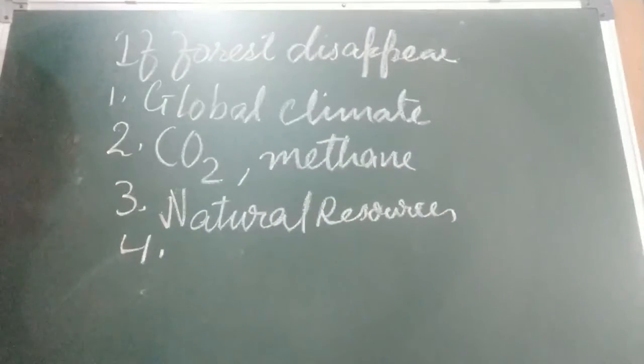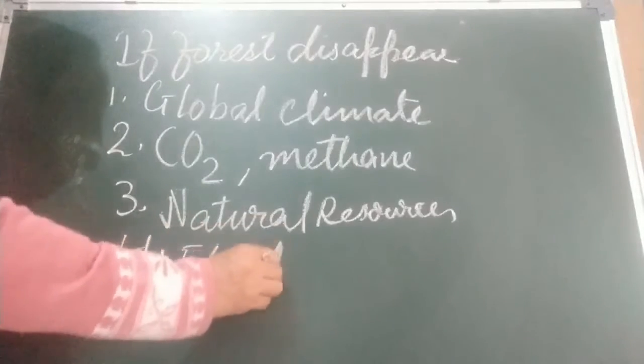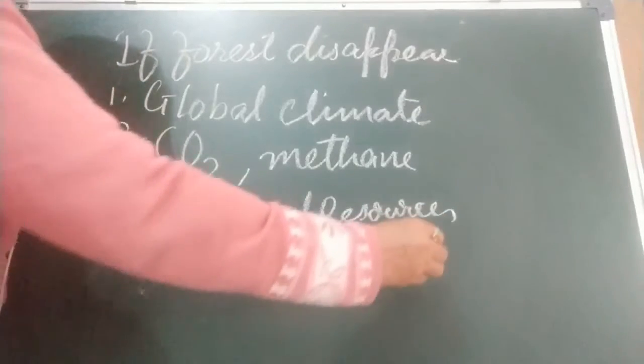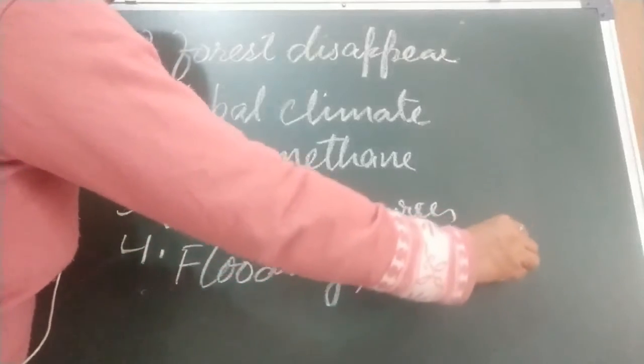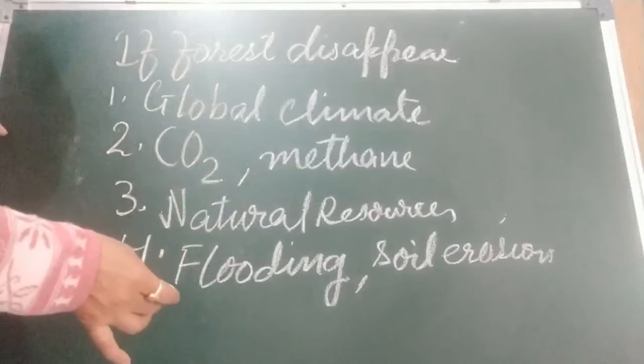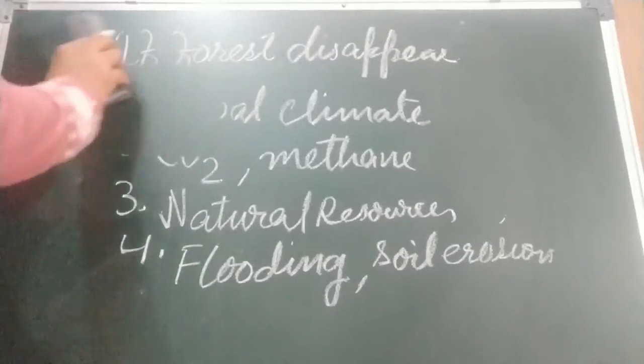Next, deforestation can cause flooding and soil erosion. We had discussed a lot about this. Why will flooding and soil erosion take place? Because the roots are not there. So these things will take place if forests disappear. Soil erosion, landslides. This will affect our daily life. So these problems will take place. So our forests need to be protected from further depletion. Protection of forest is called conservation.